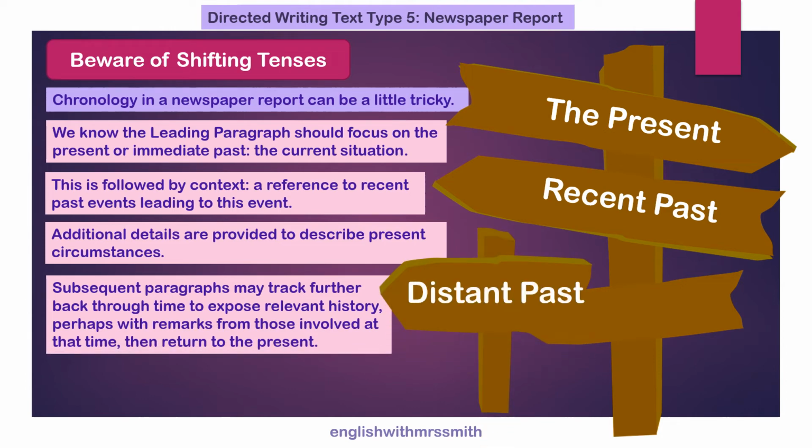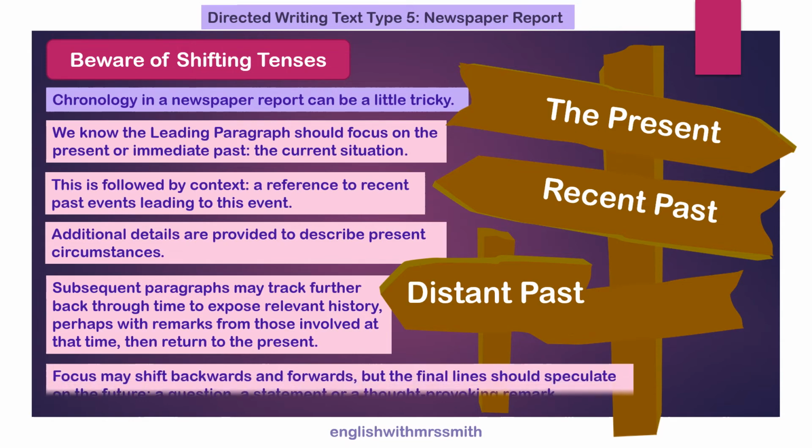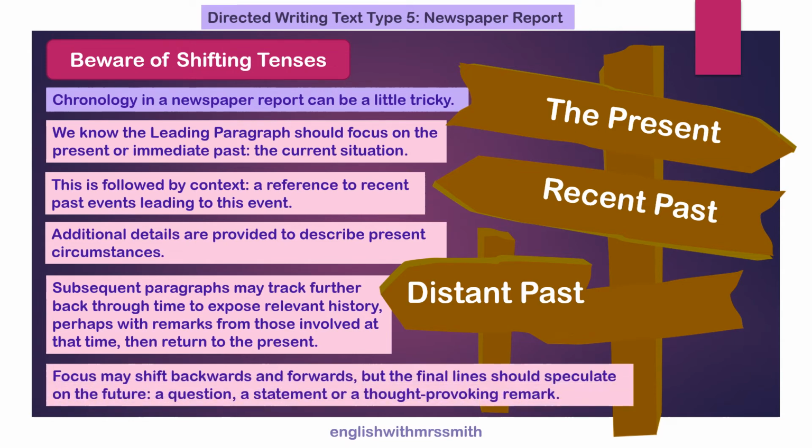Subsequent paragraphs may track further back through time to expose relevant history, perhaps with remarks from those involved at that time, and then return to the present. So there's this shifting in tenses between the present, recent past, distant past, back to the present. The focus may shift backwards and forwards, but the final lines should speculate on the future, possibly a question, a statement, or a thought-provoking remark.